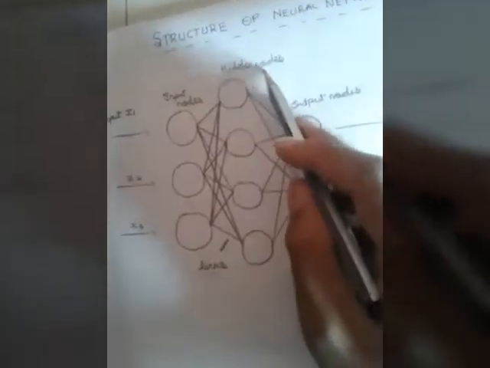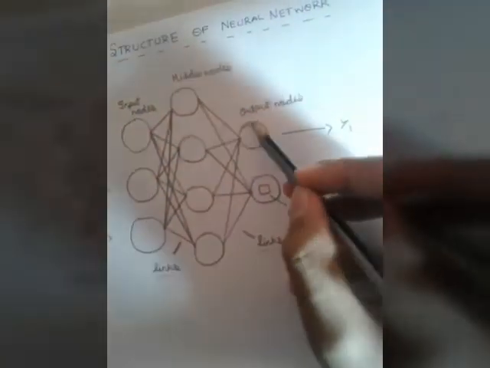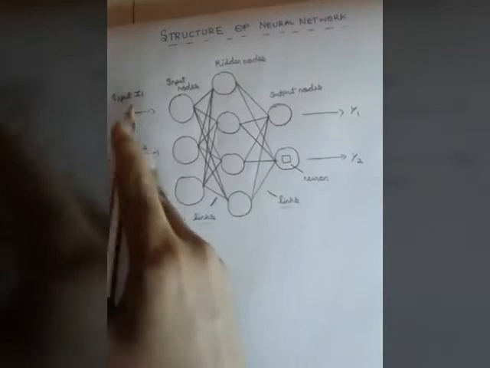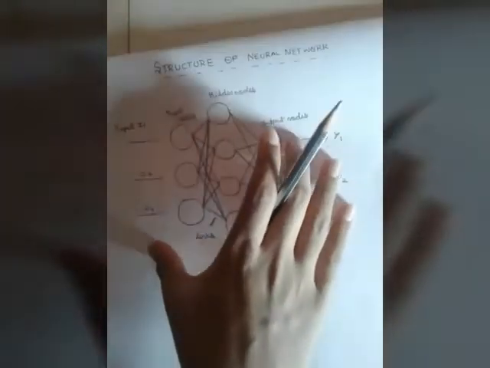The input nodes are connected to the hidden nodes, which are in the center part. The hidden nodes are also connected with the output nodes, and finally the output is given, that is y1 and y2. So it is a very simple structure of a neural network, and it is easy to understand. I hope you understood this structure of neural network.